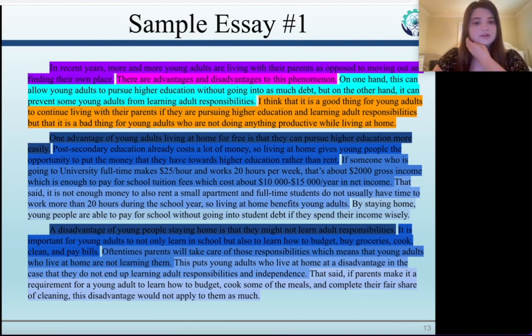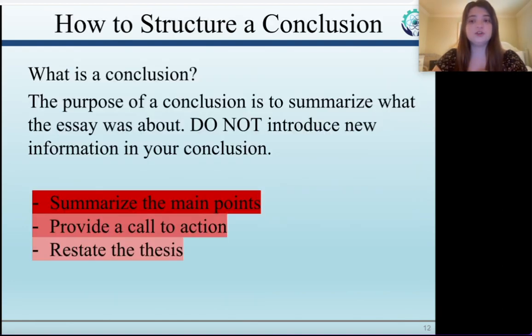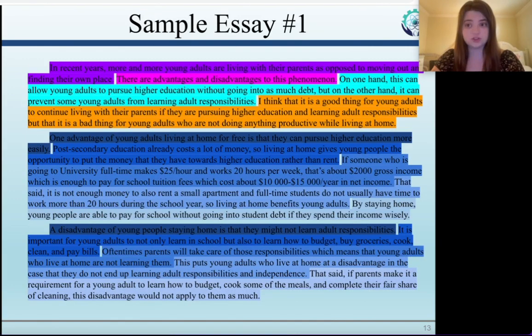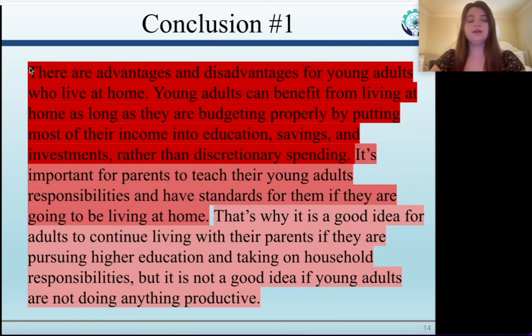So just a reminder, what do we have to do for a conclusion? First, we have to summarize the main points. So what were the main points? Well, the main points were basically that there are advantages and disadvantages to young adults living at home, right? That was kind of the one main point I can think of. And so here I wrote, there are advantages and disadvantages for young adults who live at home.